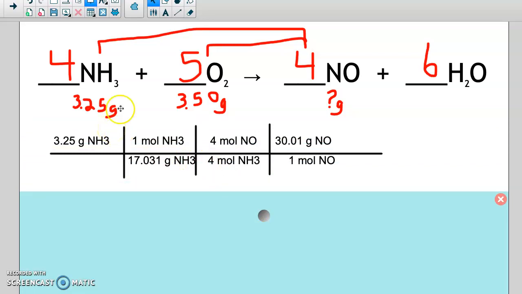So here's your first calculation. You can see some things that are canceling out. So I'm starting with my 3.25 grams of this reactant. So I have grams of that reactant canceling out with grams. Then I have moles of that reactant canceling out with moles. And you can see my mole ratio here. I'm getting it from my coefficient 4 there and my coefficient 4 right there. So that's why I have a mole ratio of 4/4. And you can see that moles cancels out with moles. And I'm left with grams of that product.